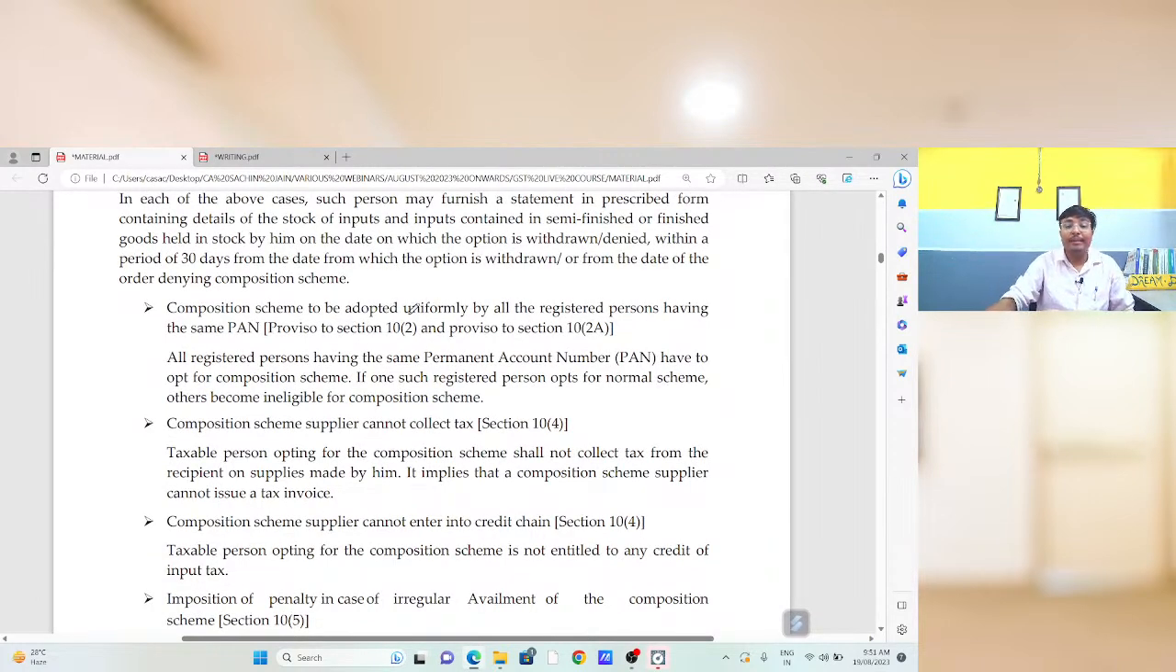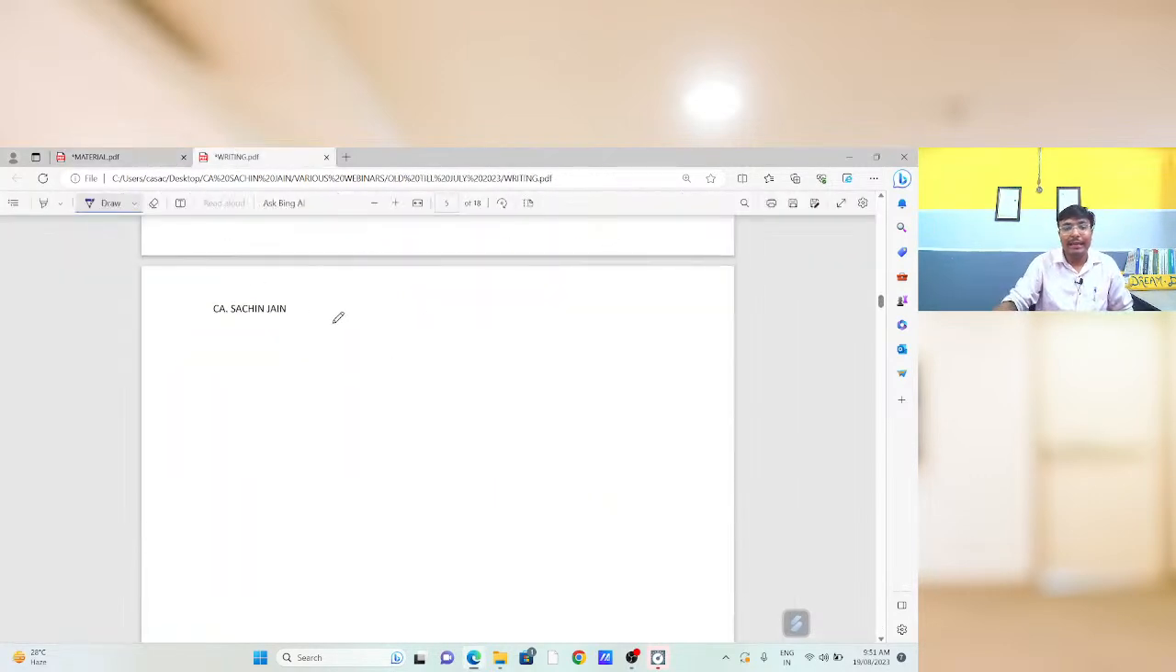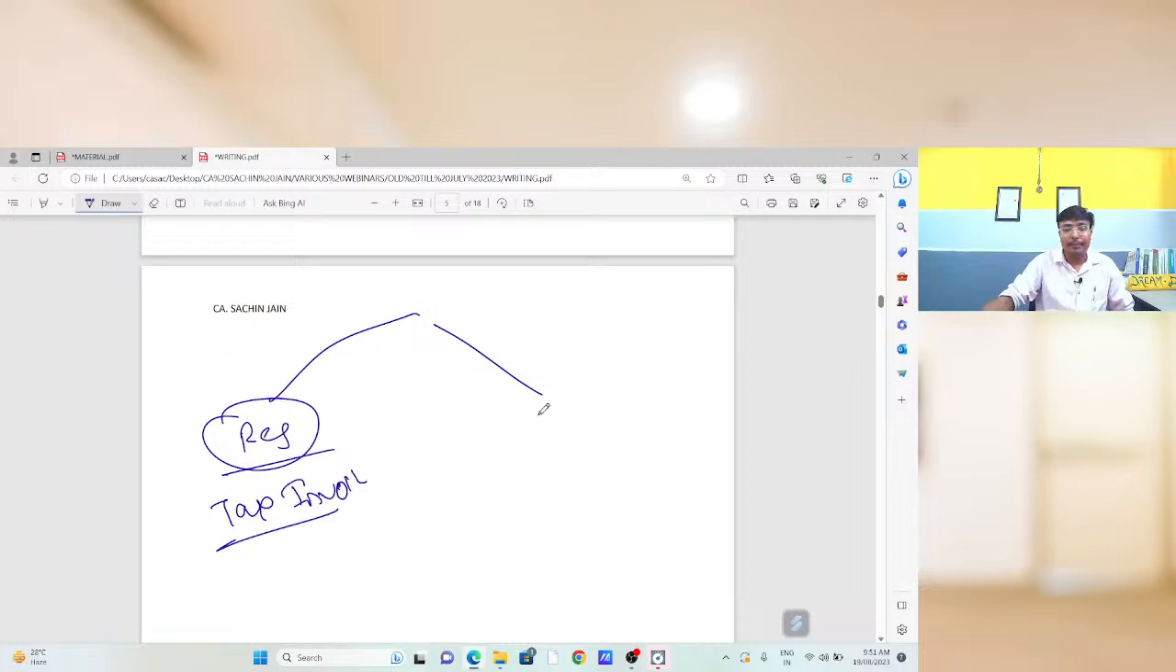Now, composition scheme is to be adopted uniformly for all the GST numbers which are under the same PAN number. We had already discussed that a composition scheme supplier cannot collect tax; that means you just need to pay 1% GST, that means you need to pay the taxes from your pocket. Because you are not going to issue the tax invoice; a composition person is going to issue the bill of supply. This is also a difference. A regular person is going to issue the tax invoice, but a composition registered person is going to issue the bill of supply.